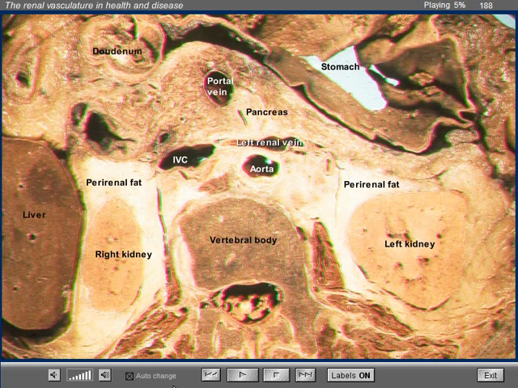This is an axial view of the head and body of the pancreas. Note the portal vein, and note also that dorsal to the pancreas, we see the terminal part of the left renal vein, which terminates in the inferior vena cava. And just behind the left renal vein, we see the aorta. This is to show the proximity of the left renal vein to the pancreas.